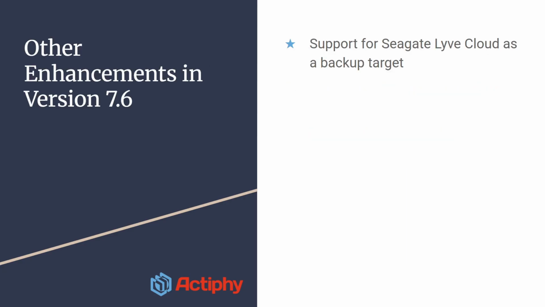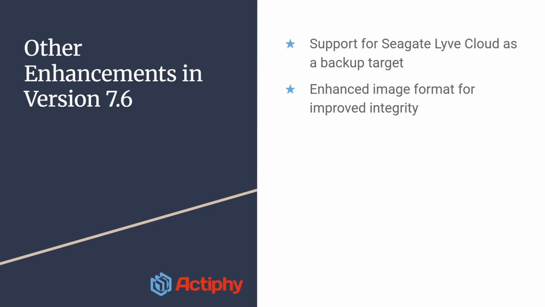Version 7.6 also introduces support for Seagate Live Cloud as a backup target. Live Cloud offers an affordable S3-compatible object storage solution with no egress fees, making it ideal for off-site and long-term retention. For MSPs, this means easier cloud integration and predictable cost when managing multiple client environments. Whether you're protecting on-premise servers or hosted VMs, Live Cloud adds another layer of flexibility to your data protection strategy.